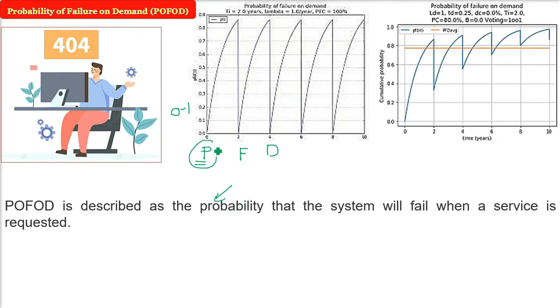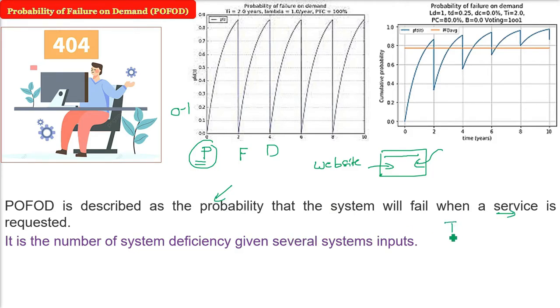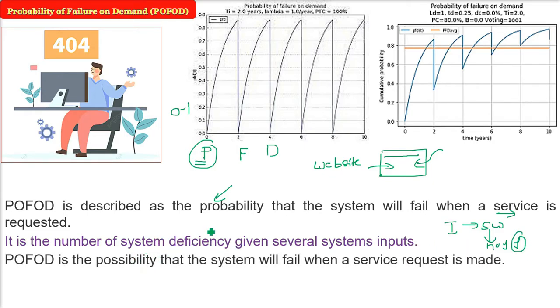POFOD is the probability that the system or software product will fail when a service or certain function is requested. For example, when you want to access a website and it is not available, the website is failing to give its service. So this is the probability that the software product is going to fail whenever we ask for it. It is the number of system defects given several system inputs, where the system failed to fulfill our request.